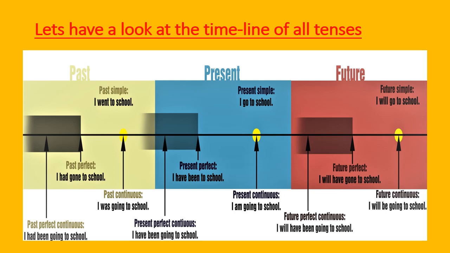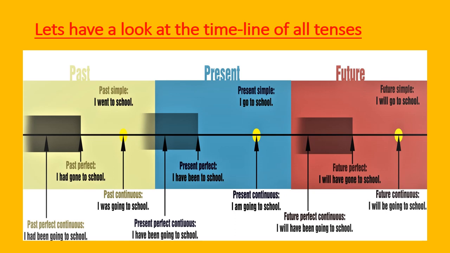Let's begin from left. The first one is past perfect continuous. Past perfect continuous is an action that happened before a certain time in the past to show duration. For example, I had been going to school. Here, the exact time is unspecified. Past perfect tense is an action that happened before another event in the past. For example, I had gone to school.